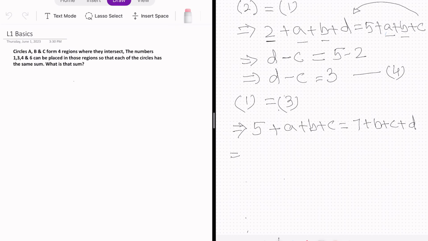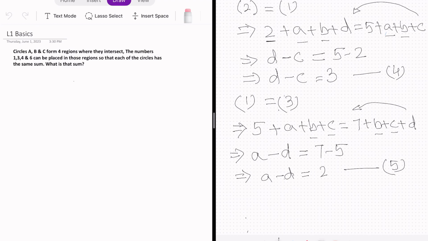So if I simplify this, I know I can cancel out B and C from both sides, and I can bring D onto this side of the equation. So that will be A minus D. Since I'm moving D from the right hand side of the equation, a plus D will become a minus D once it's moved to the left hand side of the equation. And then I'll move the constant 5 from the left hand side of the equation to the right hand side of the equation to simplify it. So it will be 7 minus 5, or A minus D is equal to 2.